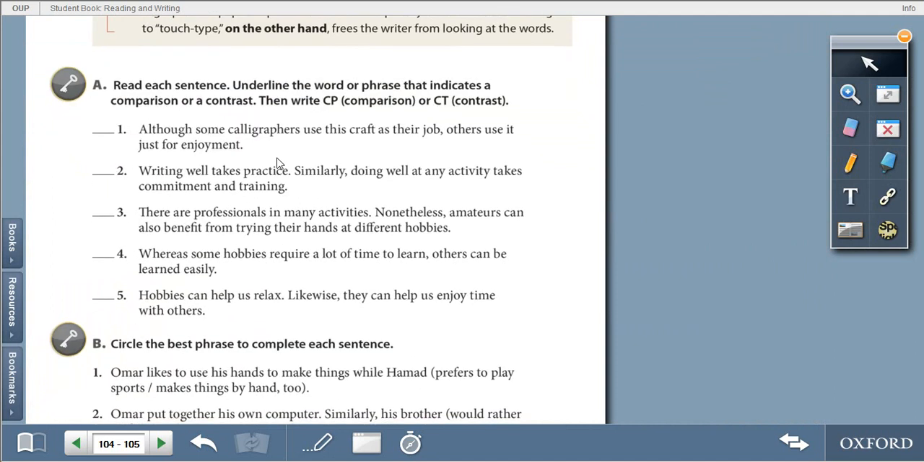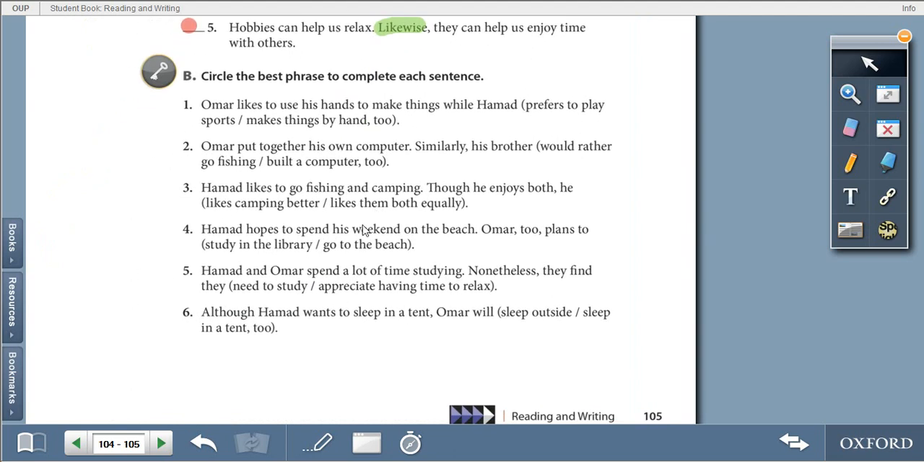Let's move to the exercise. However is used here. Here you have to read this text, read each sentence, and underline the word or phrase that indicates a comparison or contrast. If it is comparison, write CP. If it is contrast, write CT. Here: although some calligraphers use this craft for their job, others use it just for enjoyment. Here it is contrast, so you have to write CT. Okay, read another sentence. Hobbies can help us relax. Likewise, the word likewise shows similarity, so it is comparison. So write CP. You have to do this exercise and share it with your teacher when you have the online session.